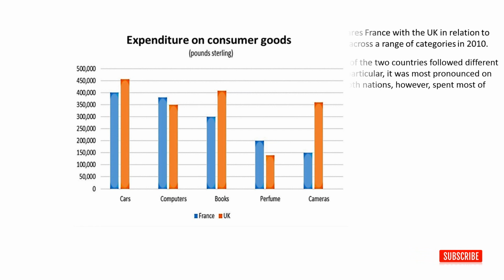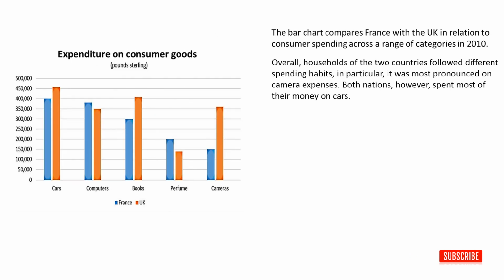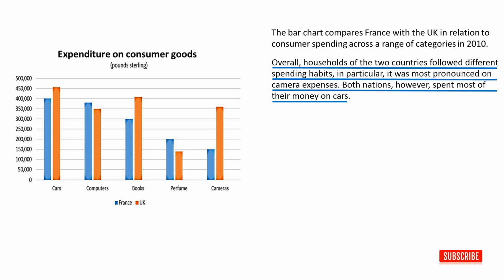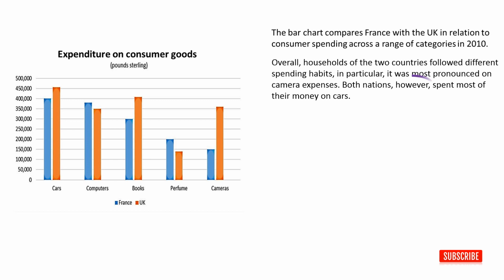Let's put the ideas into words. Overall, households of the 2 countries followed different spending habits. In particular, it was most pronounced on camera expenses. Both nations, however, spent most of their money on cars. In this overview paragraph, the first sentence contradicts the second one. And I linked the contradicting ideas with the word however.